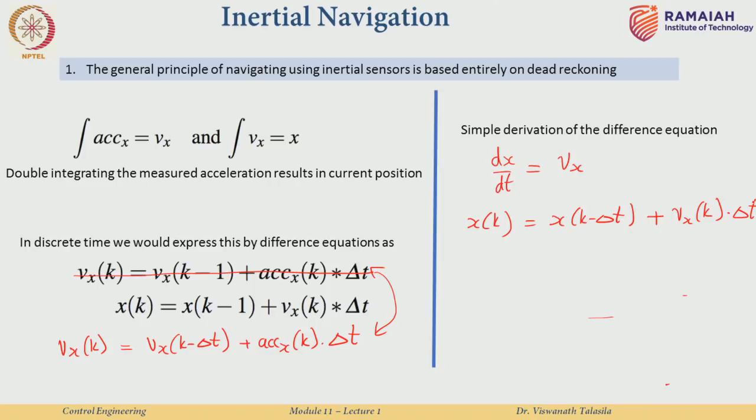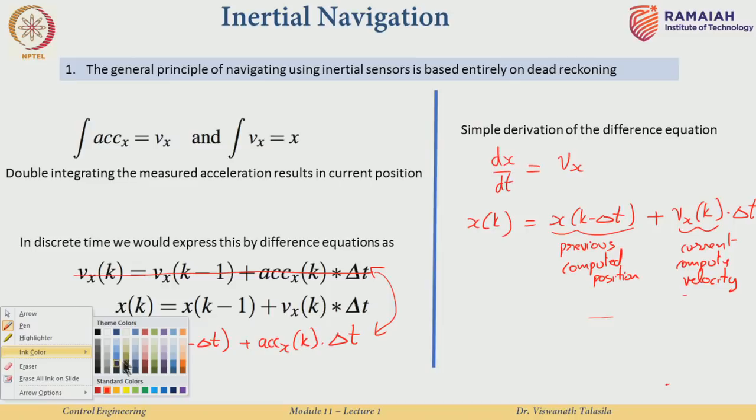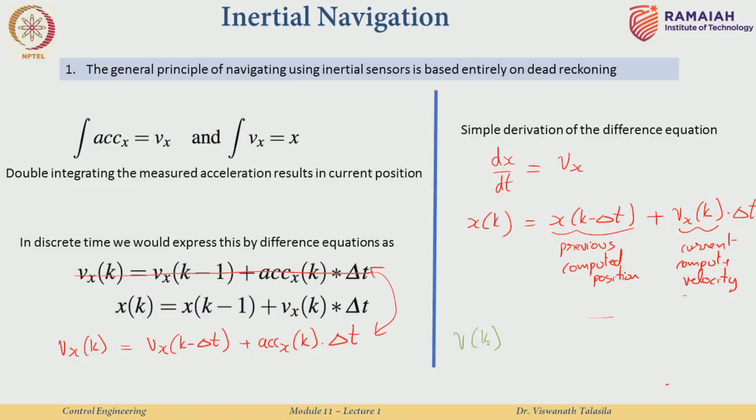So this is the previous computed position, this is the current computed velocity. Let me recall the previous equation of how we computed the velocity. There we had V of k equal to V of k minus delta t plus accx of k times delta t. So this was the previous computed velocity, and this is the current measured acceleration by the accelerometer.